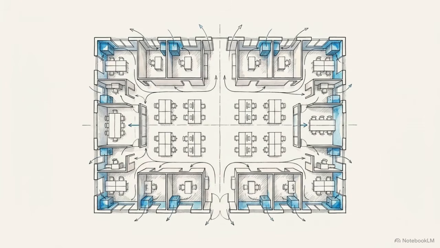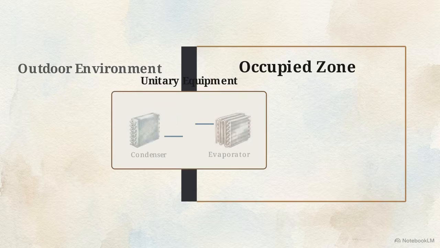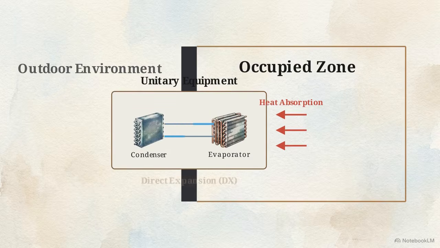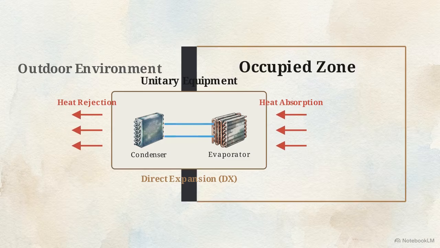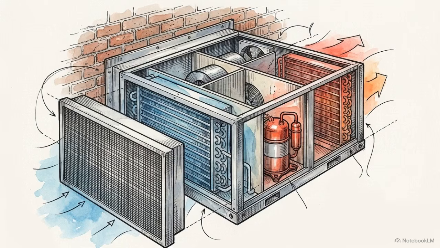To reclaim that space, engineers turn to decentralized unitary systems. Unitary equipment takes factory-matched direct expansion, or DX, refrigeration loops and shifts them directly into the local building zones. The mechanical work happens right where the cooling is needed. But there is a trade-off. A central plant can easily adapt its flow to shifting loads. Unitary systems rely on rigid, fixed cooling capacities.